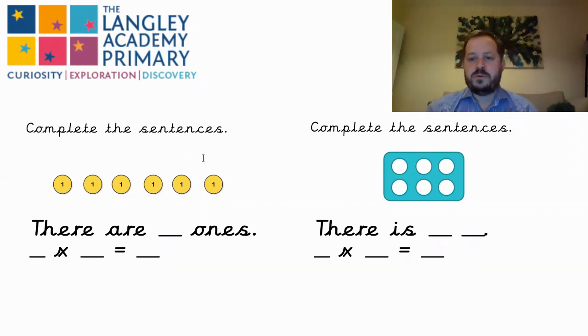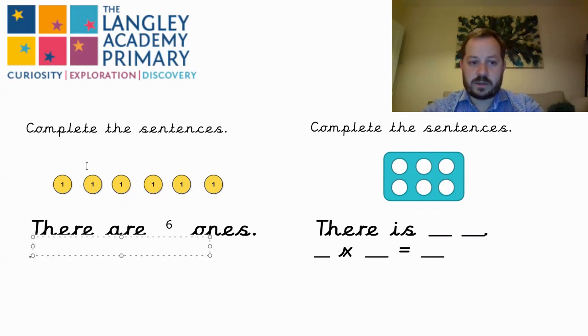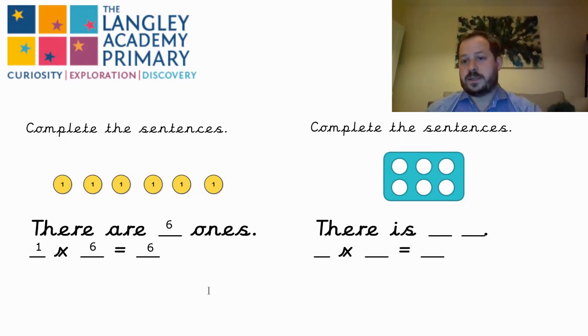We've got two different ways of looking at it. First off is there are how many ones, and we've got 6 ones here. So the first bit would start with this: there are 6 ones. We have 1, 6 times, or 6 1 times. In this case, we have 1, 6 times, and the answer is 6. So 1 times 6 is 6. This is still timesing by 1, and we find the answer, what we times by, doesn't change.